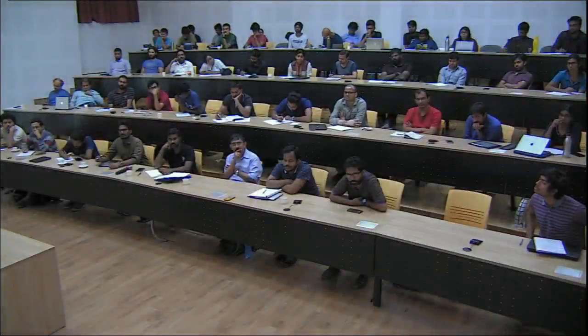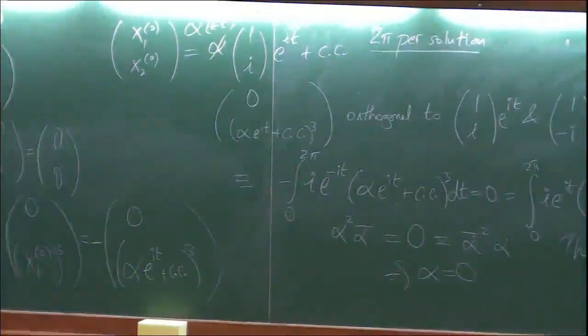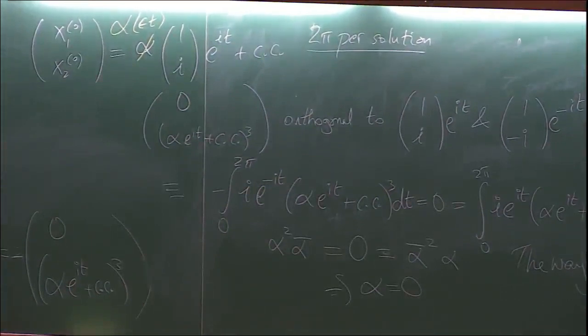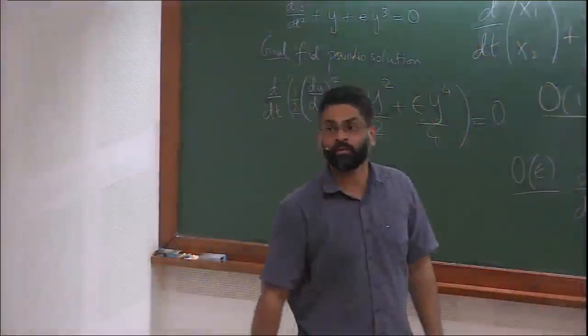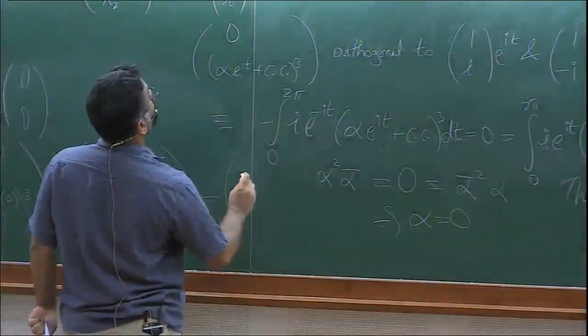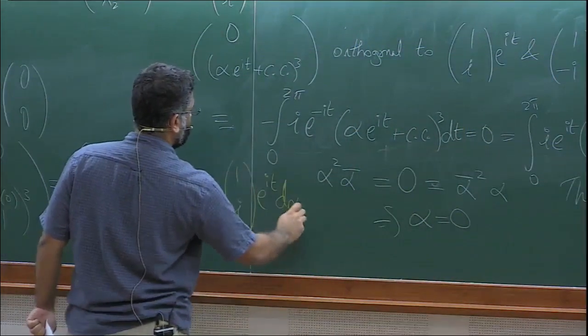Okay, I have colored chalk, so let me use colored chalk. So what's going to happen if I replace this with alpha of epsilon t? This is still the same order 1 equation by construction. But the order epsilon equation has to now change. I will get the time derivative acting on the alpha times that same vector. So let me put that to the other side. So I'll get minus 1 e to the it d alpha d tau.